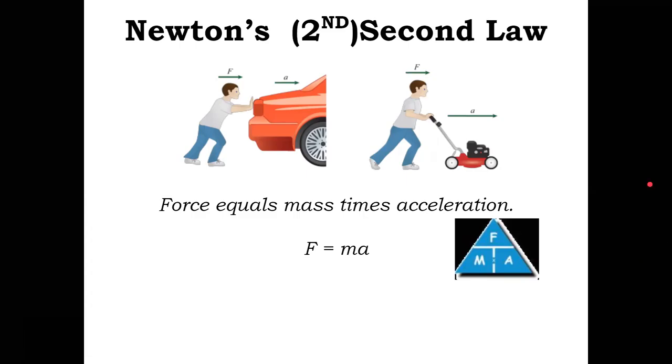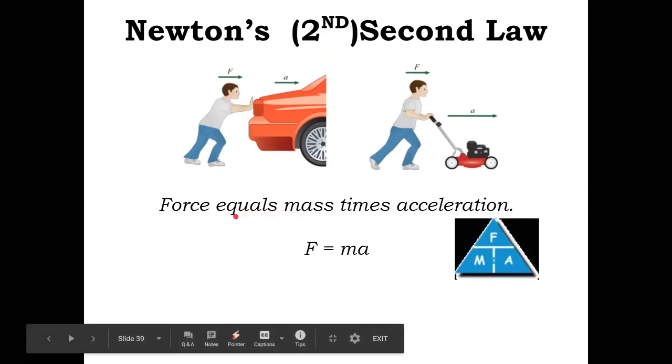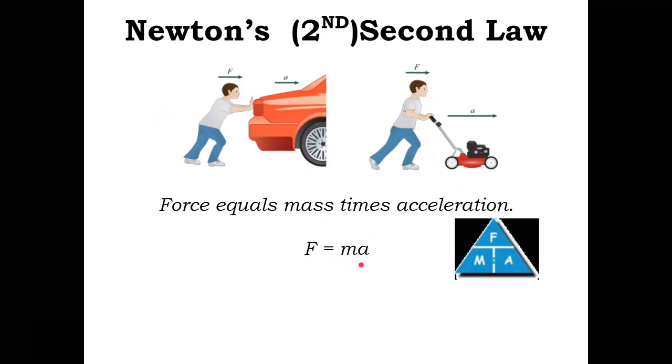So Newton's second law is a little bit more straightforward than the first law, and it can essentially be summed up with a very, very basic math equation. One thing that you notice about science, and especially about physics, is that the more you get into it, the more math there is. So Newton's second law says force equals mass times acceleration, F equals m times a.